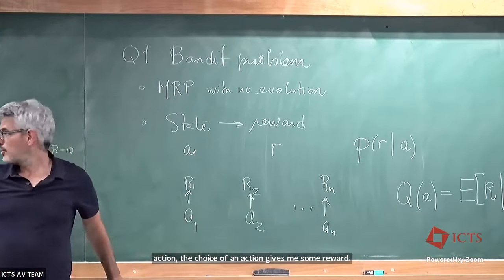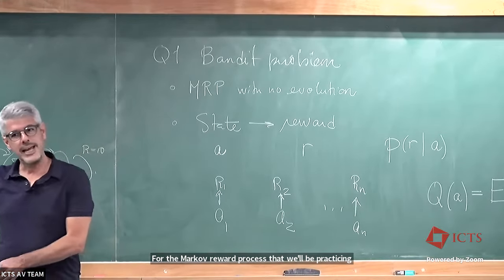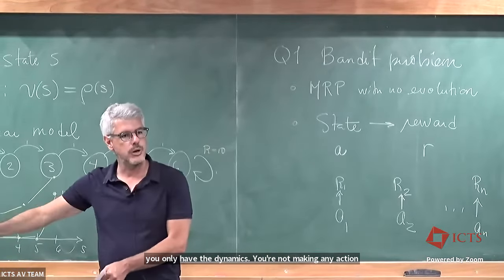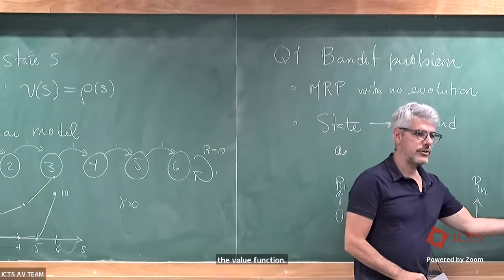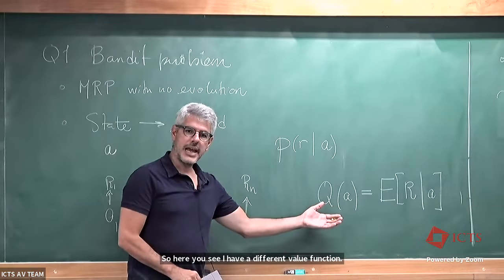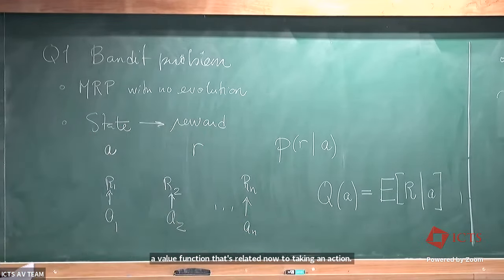For the Markov reward process that we'll be practicing in question 2, you only have the dynamics. You're not making any action. There's no agent. And so there you want to calculate the value function. So here you see I have a different value function. It's a value function that's related now to taking an action. And then what we'll do on Friday is to merge the two.